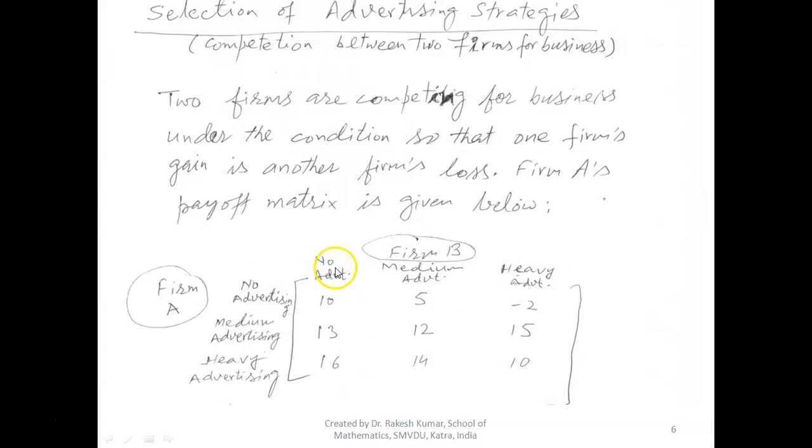So if this combination is chosen, no advertising and no advertising, there is a payoff of 10 units to firm A. Similarly, if firm A chooses no advertising and firm B chooses heavy advertising, then there will be a loss of 2 units to firm A. If firm A chooses medium advertising and firm B chooses heavy advertising, there will be a payoff of 15 to firm A. Likewise, we can interpret all other payoff values in this payoff matrix.